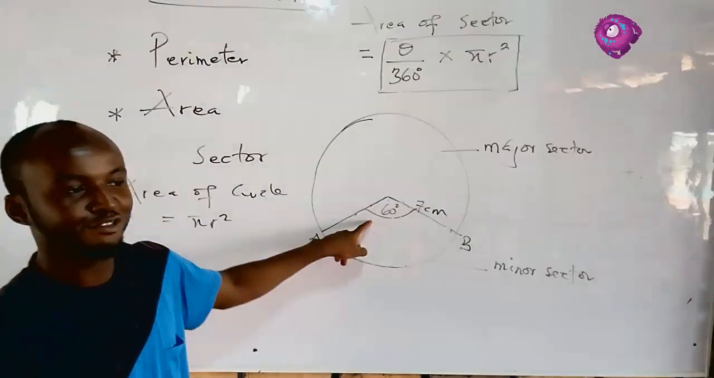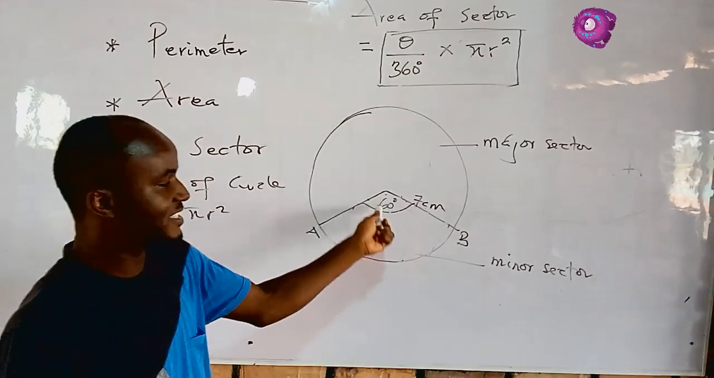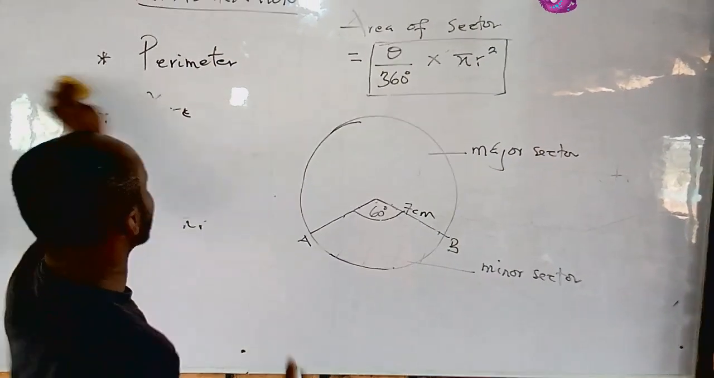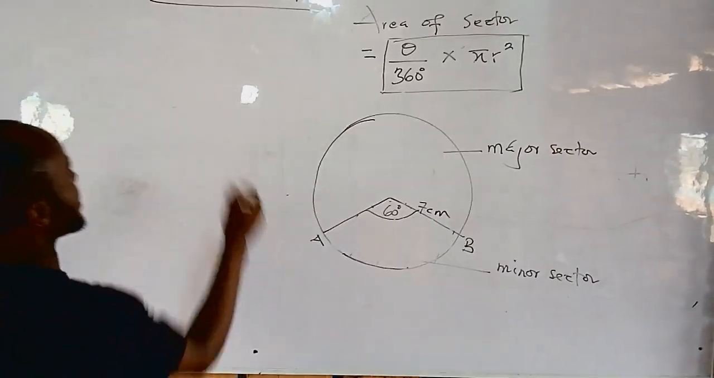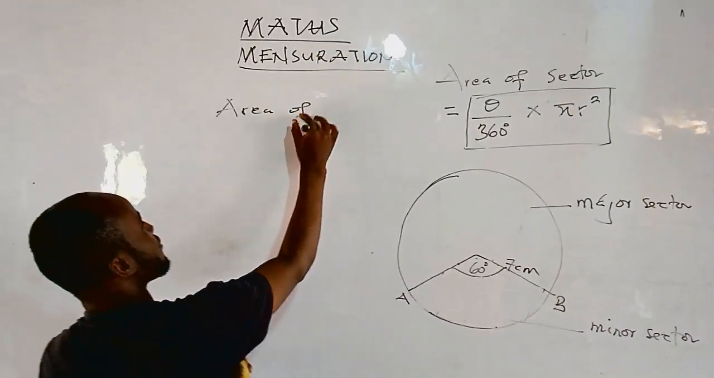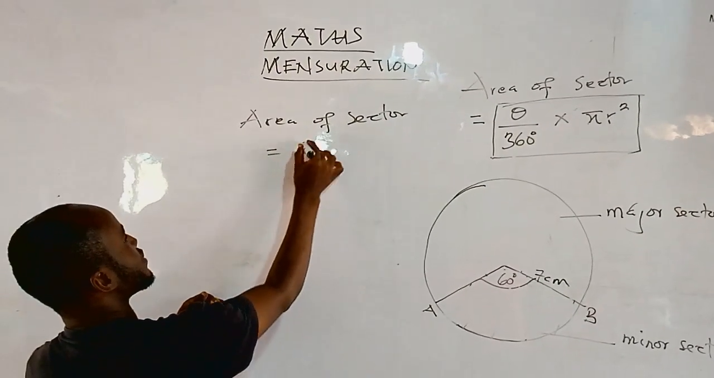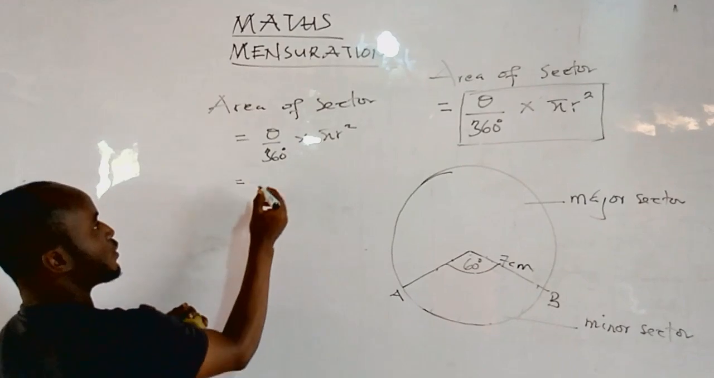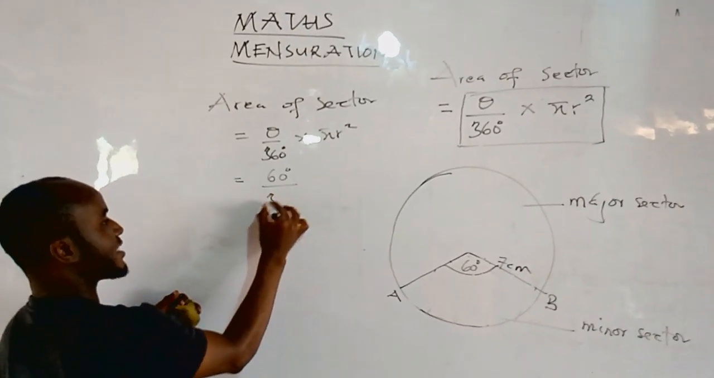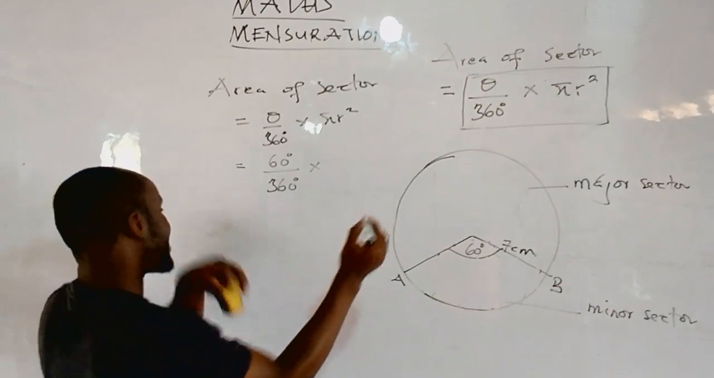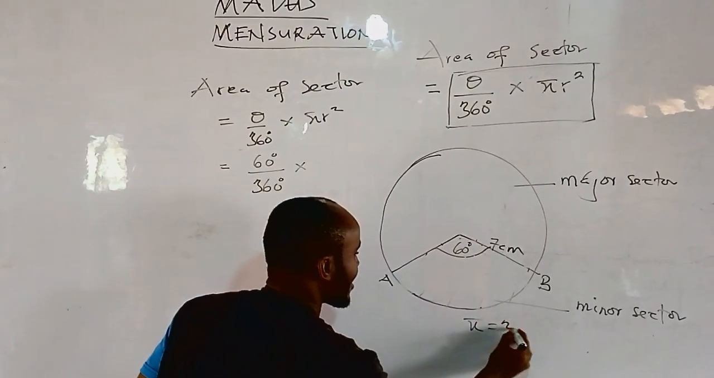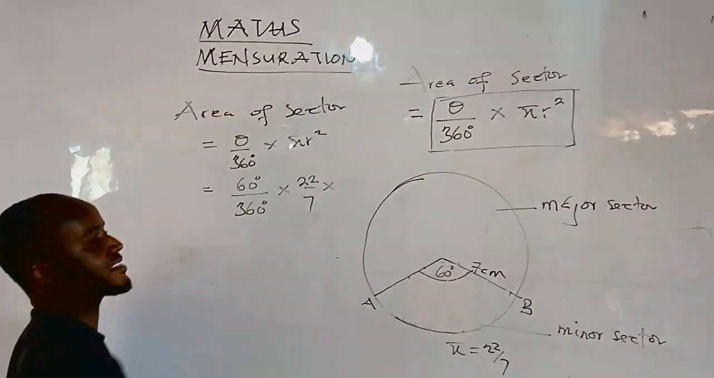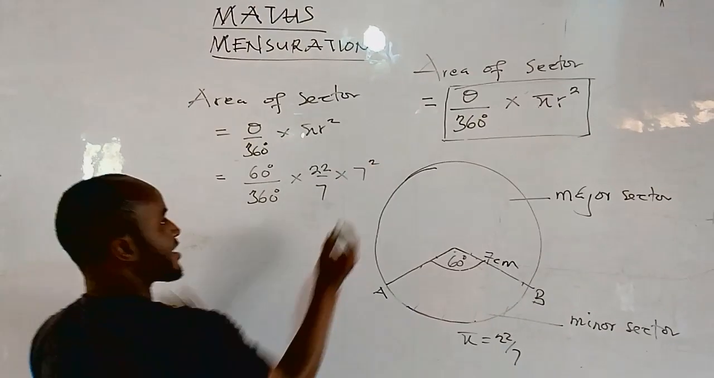If you are asked to find the area of this sector, the theta has been given to you to be 60 degrees and the radius is 7 centimeters. So what you are going to do is just do substitution into your formula. We know that area of a sector is equal to theta out of 360 degrees times pi r squared. So theta is 60 degrees divided by our 360 degrees times, you take pi to be 22 out of 7. As usual, take pi to be 22 out of 7. So we get 22 out of 7 times our r, which is 7 squared.